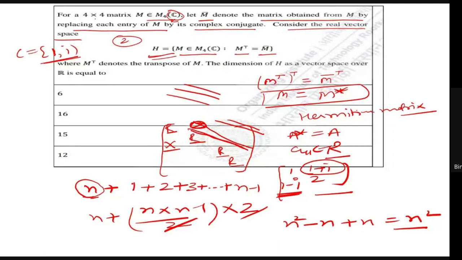Now they have given n equals 4, that is 4 square equals 16. The option will be 16.